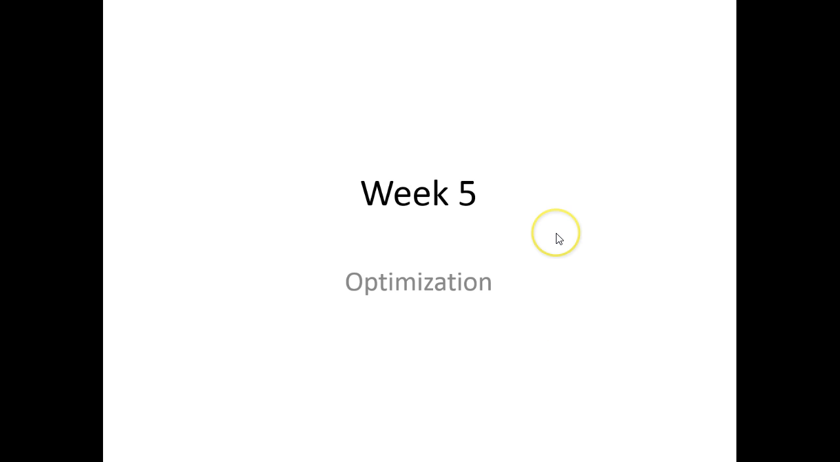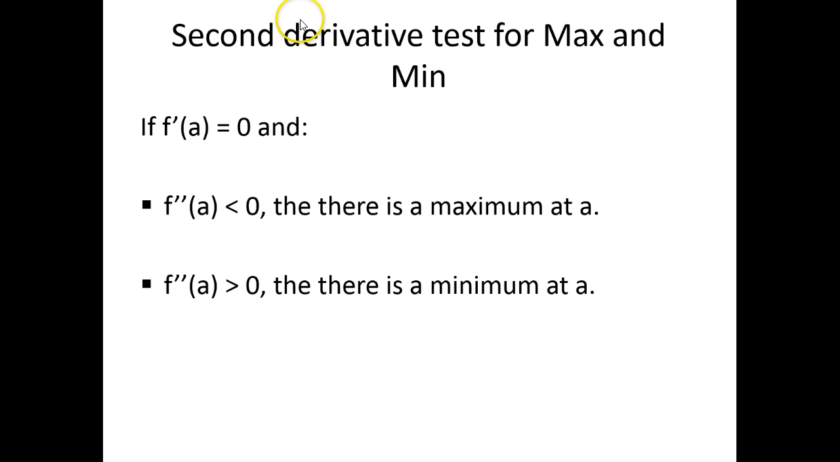This is a lecture on optimization. We are going to look at what's called our second derivative test for maximum and minimum. This is important because what this allows us to do is simply calculate our first and second derivative without ever having to actually sit there and graph the function, which is very important.